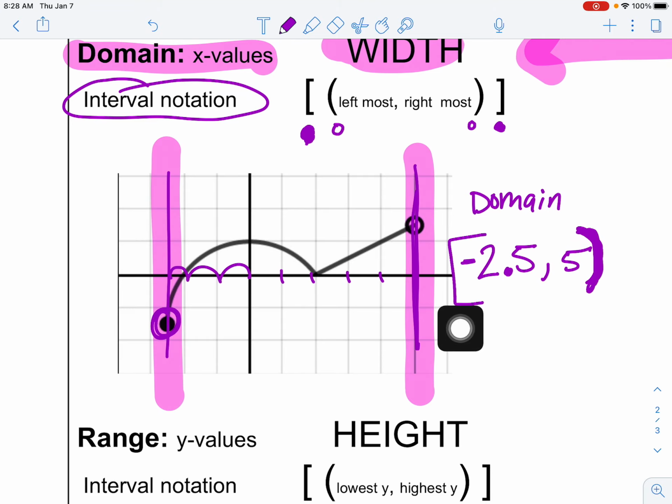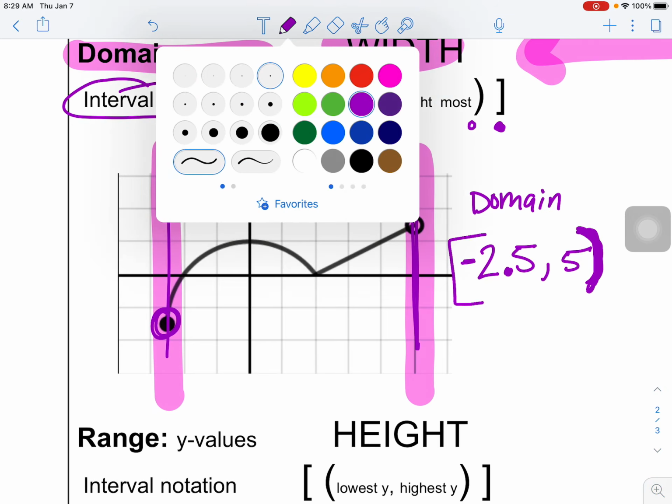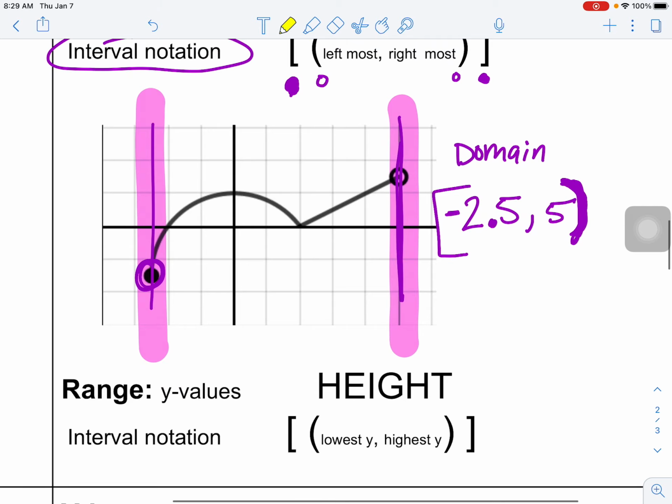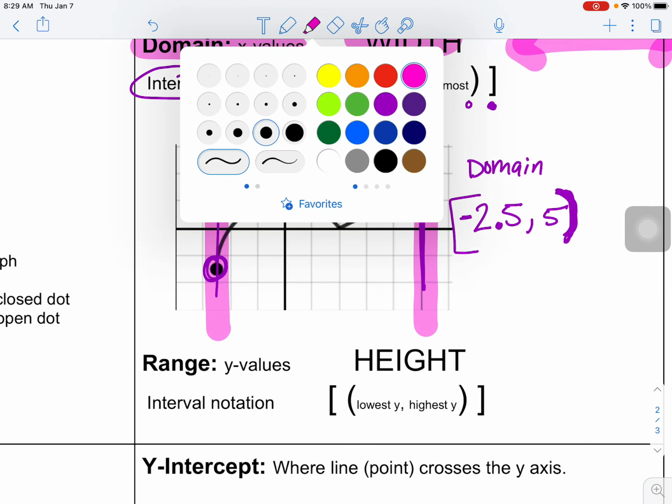So the domain of this function in interval notation is bracket, because it was a closed circle, -2.5 all the way to +5, parenthesis, meaning we can go up to 5 but not actually be 5. That, my friends, is domain. We just measured the width of our graph. And now we need to talk range, which is the height of our graph.